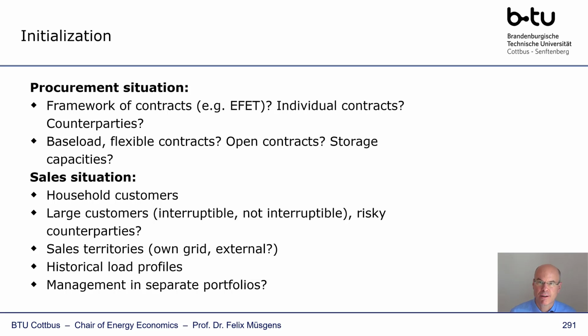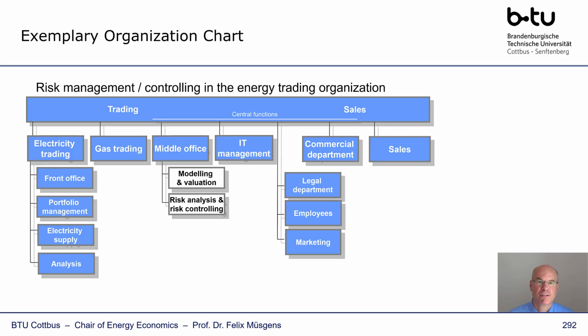And once you understand the current situation, you can then implement a proper risk management. Here is an example for an organigram, or an organization chart. So you see here the company, and we have here trading on the left, sales on the right, and central functions which are used by both in the middle.